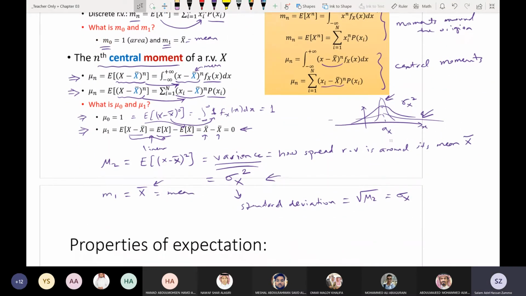Standard deviation is not a moment. However, it is related to the variance by being its square root. And it's a very important parameter also. It gives us the same information that the variance gives us, which is how spread the random variable is around its mean.